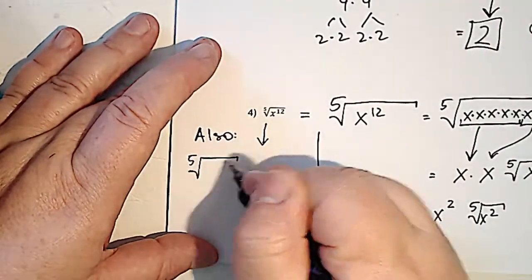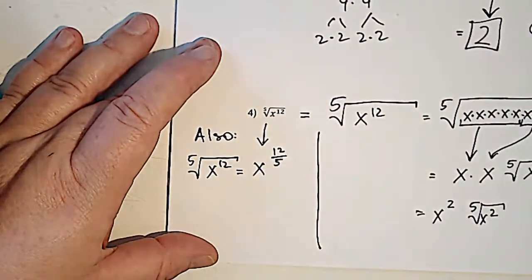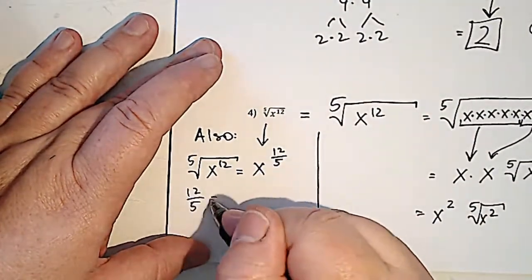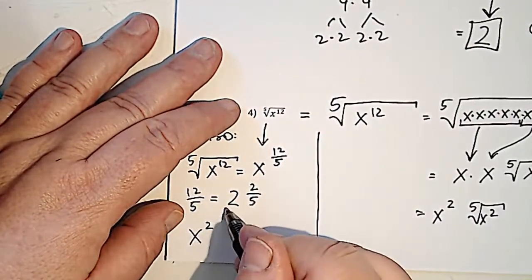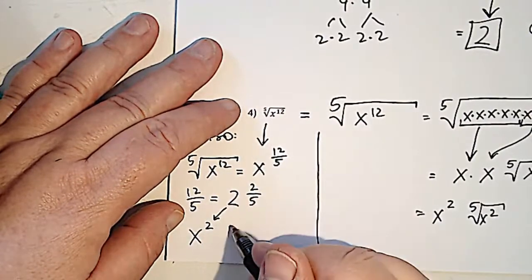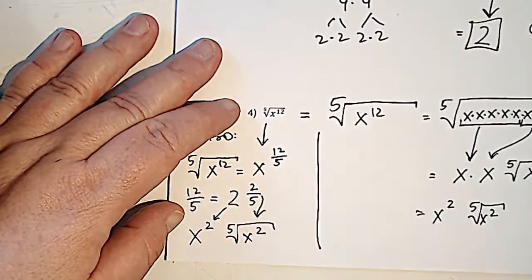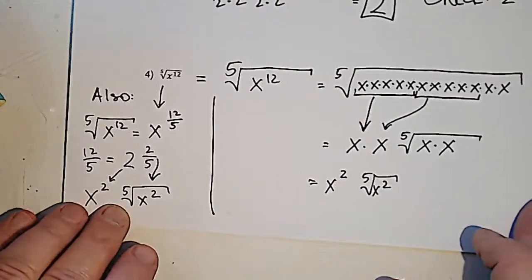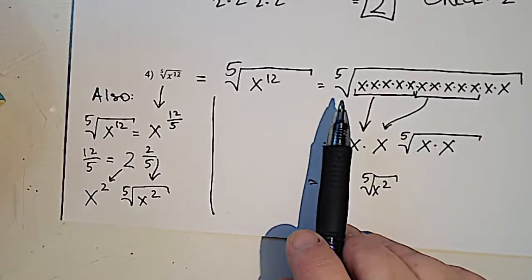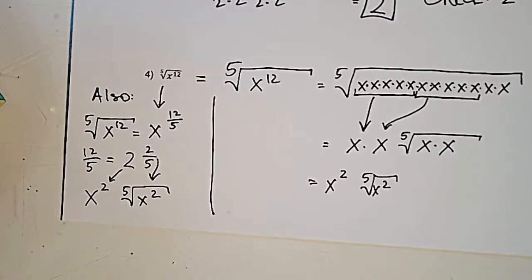Okay, so let us also note the 5th root of x to the 12th is x to the 12 over 5, right? 12 over 5 is equal to 2 and 2/5. That means it's x squared and the 5th root of x squared. So we could do it with rational exponents as well. So you can work either with a 5 bear, do all your running, or you could just do it numerically like that. Woohoo.